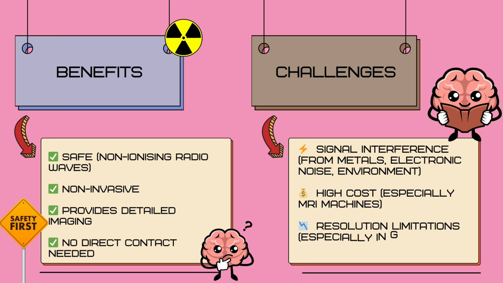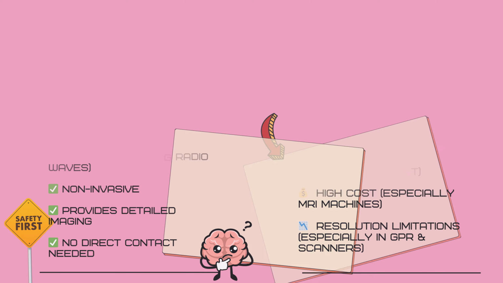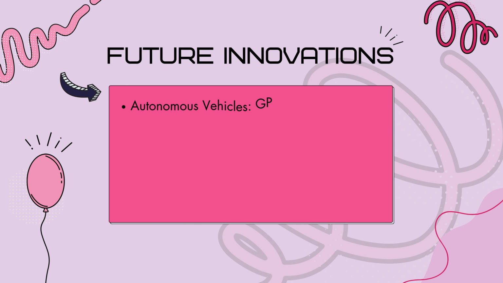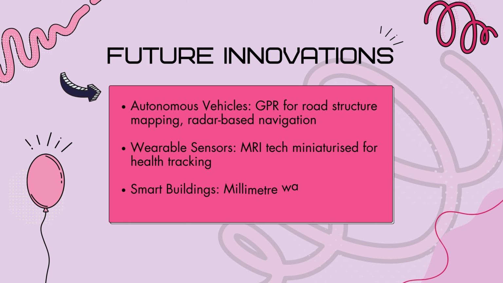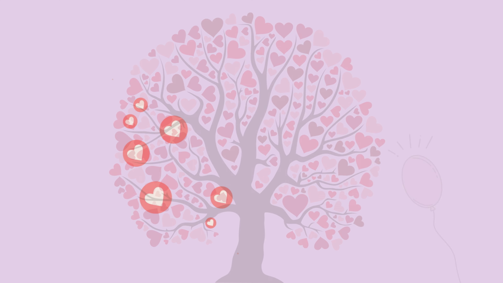For the challenges, signal interference from metals, electronic noise, and environment. High cost, especially MRI machines. And the last one is resolution limitation, especially in GPR and scanners. Future innovations: autonomous vehicles, GPR for route structure mapping, radar-based navigation. The second one is wearable sensors, MRI technology miniaturized for health tracking. And the last one is smart buildings, millimeter waves for structural monitoring and internal mapping.